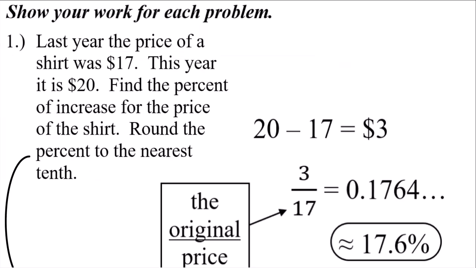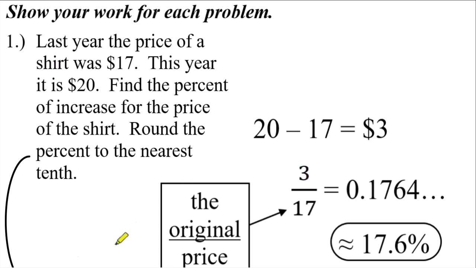Okay, let's look at an example that's already typed up for us. Problem number one. Last year, the price of a shirt was $17. This year, it's now $20, so obviously it went up. Find the percent of increase for the price of the shirt. Round the percent to the nearest tenth. All right, so step one, as I told you, we're going to find the amount of change, and the way you do that is you subtract. Not a hard thing to do. If you get a negative, you're going to drop the negative because we want the absolute value. That will be your part.